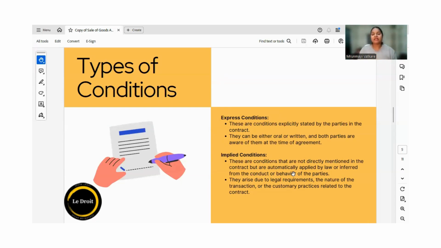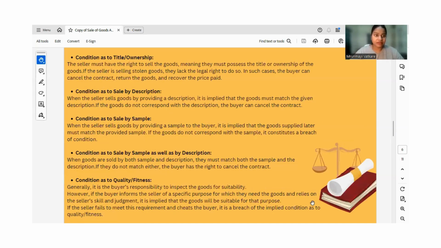Implied conditions. These conditions are not directly mentioned in the contract, but are automatically applied by law or inferred from the conduct or behavior of the parties. They arise due to legal requirements, the nature of the transaction, or customary practices related to the contract. Let's see further and understand the types of conditions with different examples.